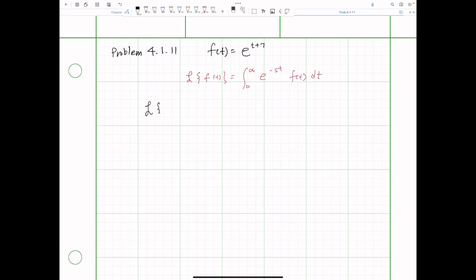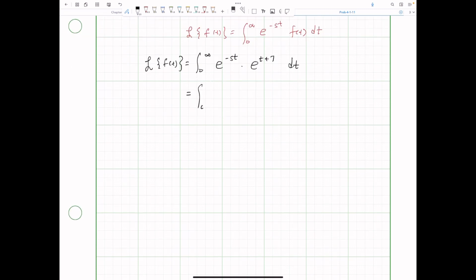The Laplace transform of f of t equals the integral from 0 to infinity of e to the negative st times f of t, which is given as e to the t plus 7, dt. That equals the integral from 0 to infinity. And let's combine them together, so e to the negative st plus t plus 7, dt.